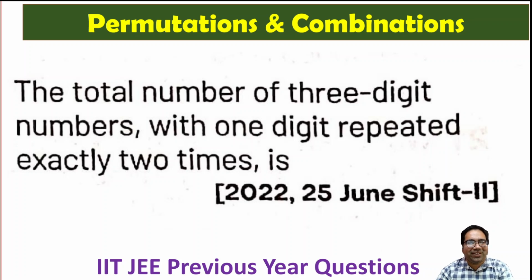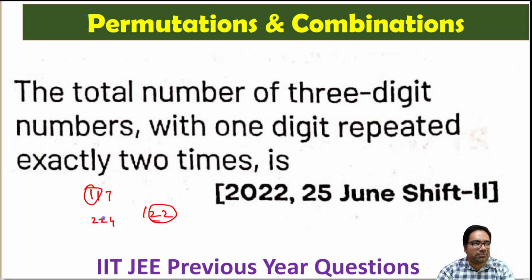Three-digit numbers where one digit is repeated exactly twice. That means we are looking for numbers like 117, 224, or 122. Two numbers are repeated, and not all three numbers are the same. Two numbers are the same out of three numbers. This is what we are looking for.